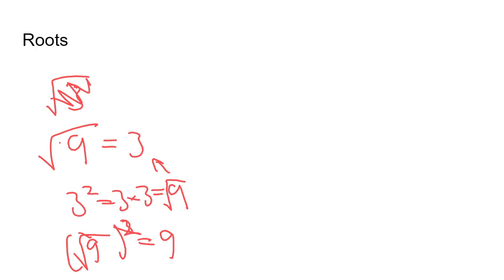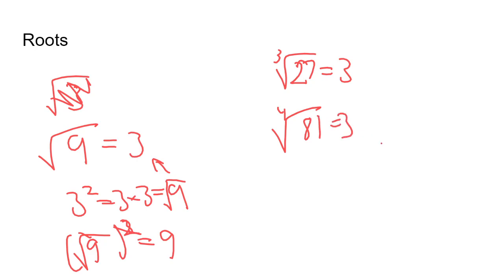And it's not just for squares. When you're doing square rooting, you just do the symbol on its own. But if you're doing any other higher power, like the cube root, you just put a 3 here. So the cube root of 27 would be 3, because 3 cubed is 27. And then the 4th root of 81 would be 3, and so on, basically.